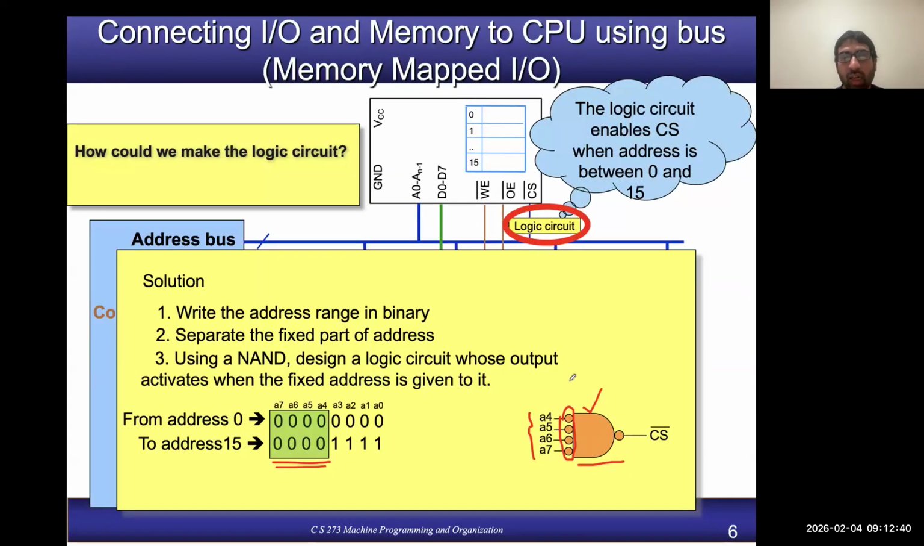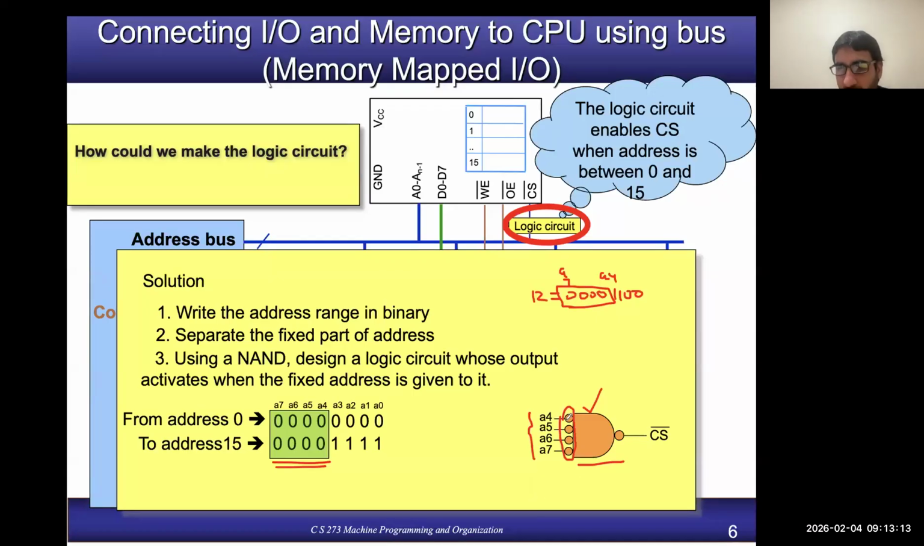Now let's test it by using address 12. Let me generate the 8-bit binary of 12. It will be 0, 0, 0, 0, 1, 1, 0, 0. This is A4 and this is A7. It's difficult to write here, but bear with me. So you are feeding these 4 bits into the input of the NAND gate.